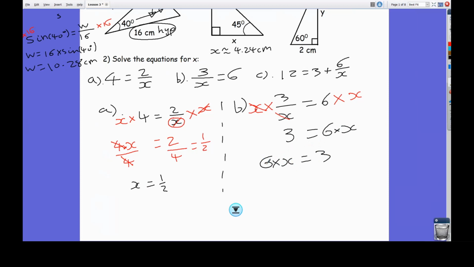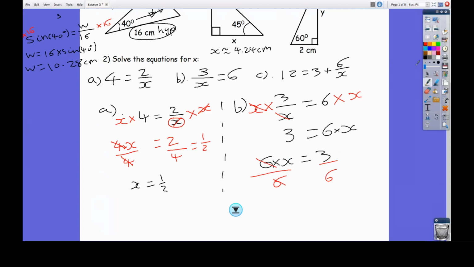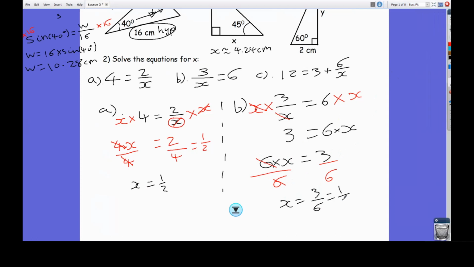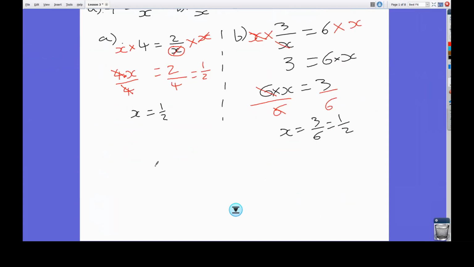Well, the opposite of multiply is divide. So if I want x on its own, I just need to divide both sides by 6. On the left-hand side, the 6's cancel out. On the right-hand side, I have 3 over 6. So the result of all this is just x is equal to 3 over 6, which is 1 over 2, or a half.